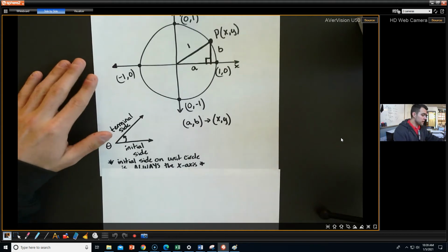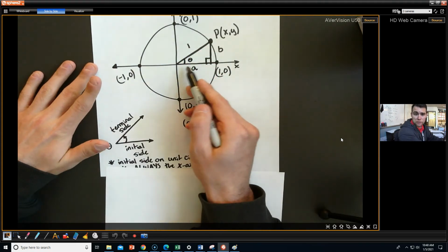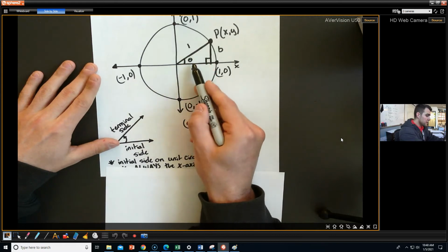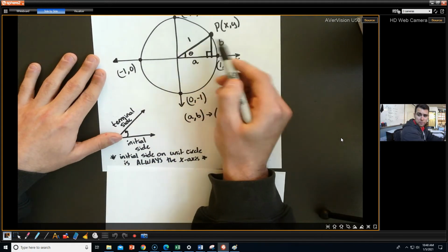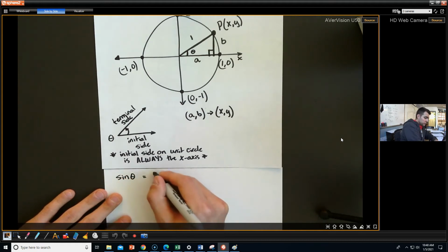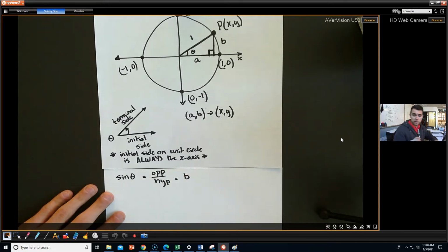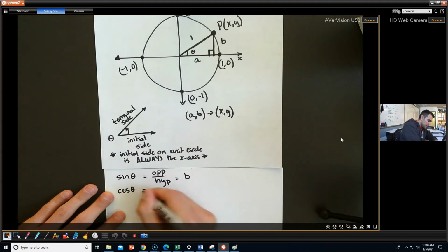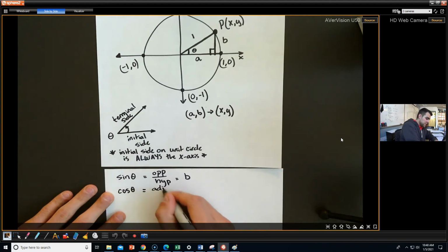trig. If I do the sine of this angle right here, because now I have an angle that's measured from the initial side to the terminal side, I know my sine is going to be opposite over hypotenuse. Well, the opposite over hypotenuse is just b over 1. So sine theta is going to be equal to opposite over hypotenuse, and it's going to be equal to b over 1, which is just b. Okay, I can do the same thing with cosine theta. Cosine theta is my adjacent over hypotenuse. In this case, that is a over 1, which is just a.